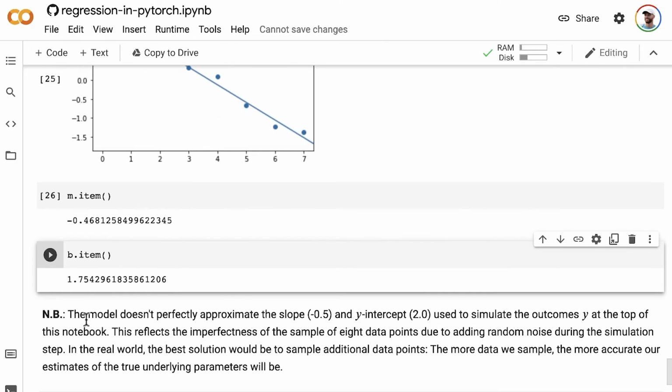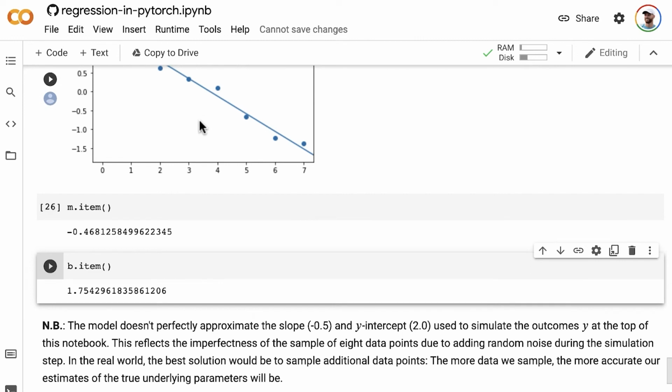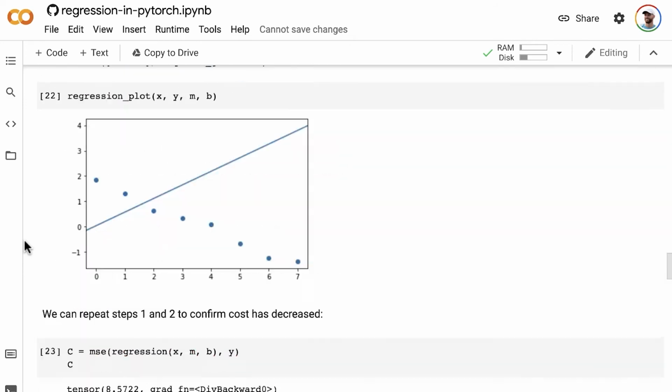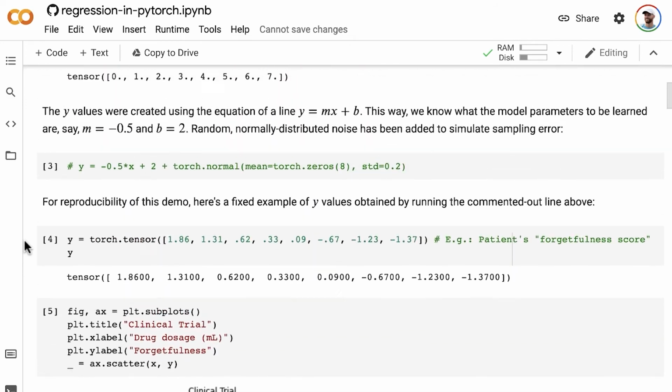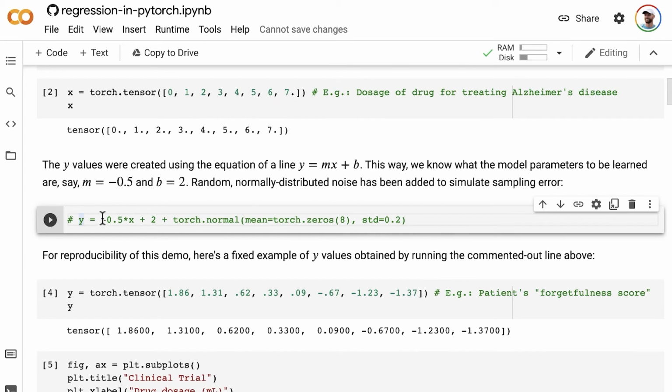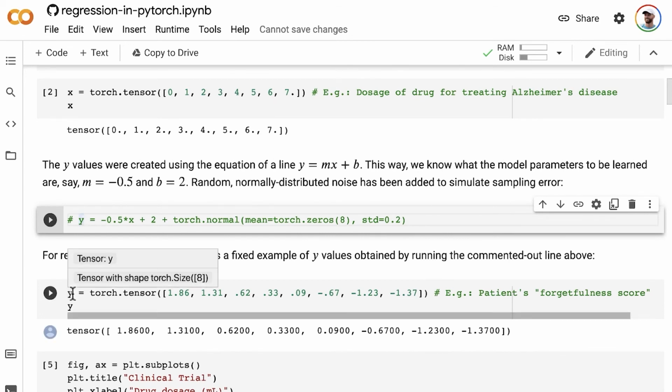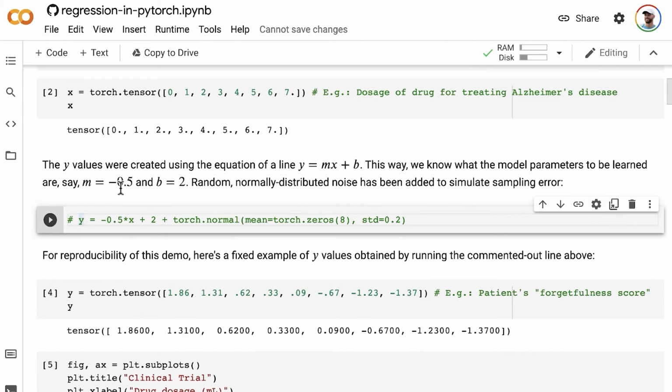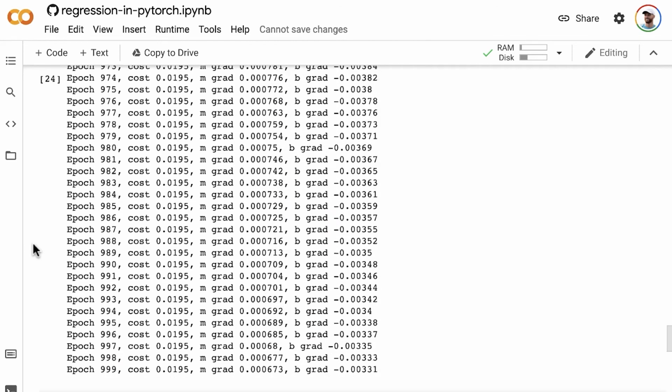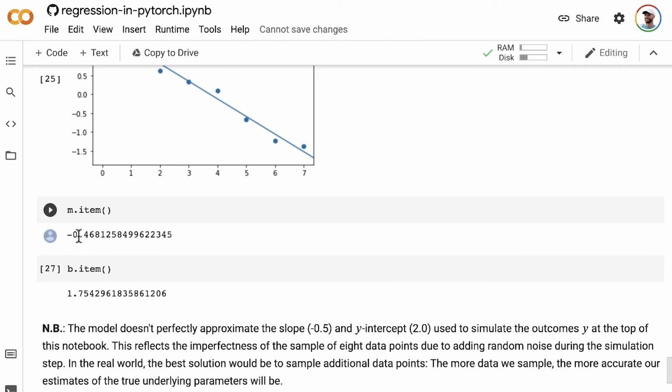Now note that our model, although it fits the data points very well, doesn't perfectly approximate the slope and the y-intercept that we initialized our y values with. So right at the top of the notebook, I showed you this line function that I used to create these initial y values. And so I used a slope of negative 0.5 and a y-intercept of 2. So you might think that our model could do better, that it should be able to get negative 0.5 right on the money. It should be able to get 2 right on the money here.